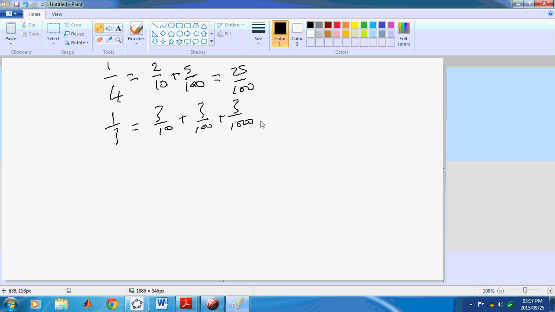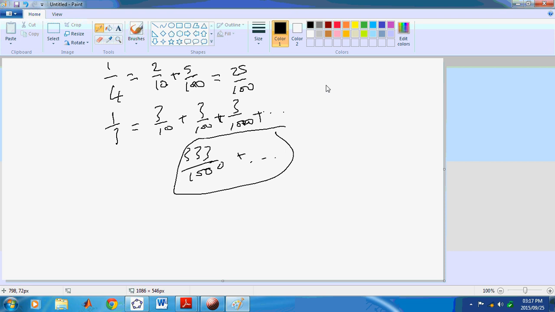You can't have infinitely many because there is no such thing. So you could write 333 over 1,000 plus, but that's not an equivalent fraction. So in this case here, a third is equal to the limit of this sequence. Okay, limit of sequence. In this case, a quarter is equal to the sum. So a third is equal to the limit of the sequence, and a quarter is actually equal to the sum.